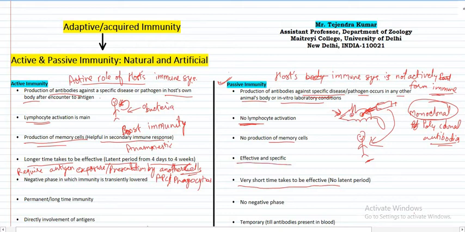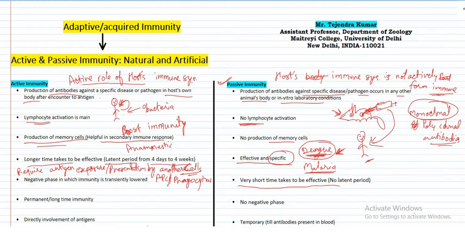But passive immunity is also effective, no doubt, but it is very specific. Suppose you are infected with dengue, and you take antibodies against dengue which were already developed in another person. It means you get cured of dengue, but you are not cured of malaria, because these antibodies were not able to fight against the malarial pathogens. But in the case of active immunity, suppose active immunity is created in our body against dengue, then it can also create it against malaria as well.